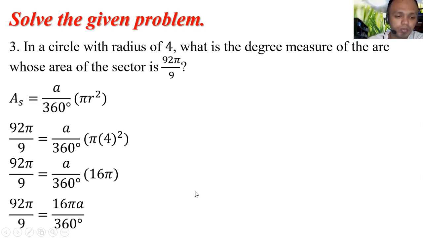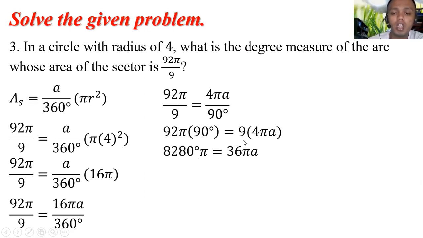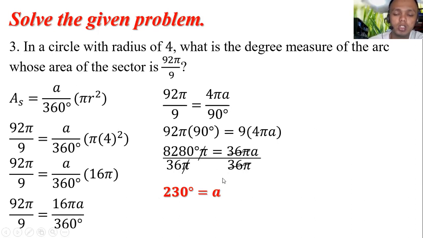Then we can get the lowest term. We have 92 pi over 9 equals 16 over 360, which became 4 over 90. Then cross multiply: 92 pi times 90 degrees equals 9 times 4 pi A. So 92 times 90 is 8,280 degrees pi equals 9 times 4 is 36 pi A. Divide both sides by 36 pi. We cancel the pi because we only need A. So 8,280 divided by 36 is equal to 230 degrees. Cancel this out. We have A here is 230 degrees.